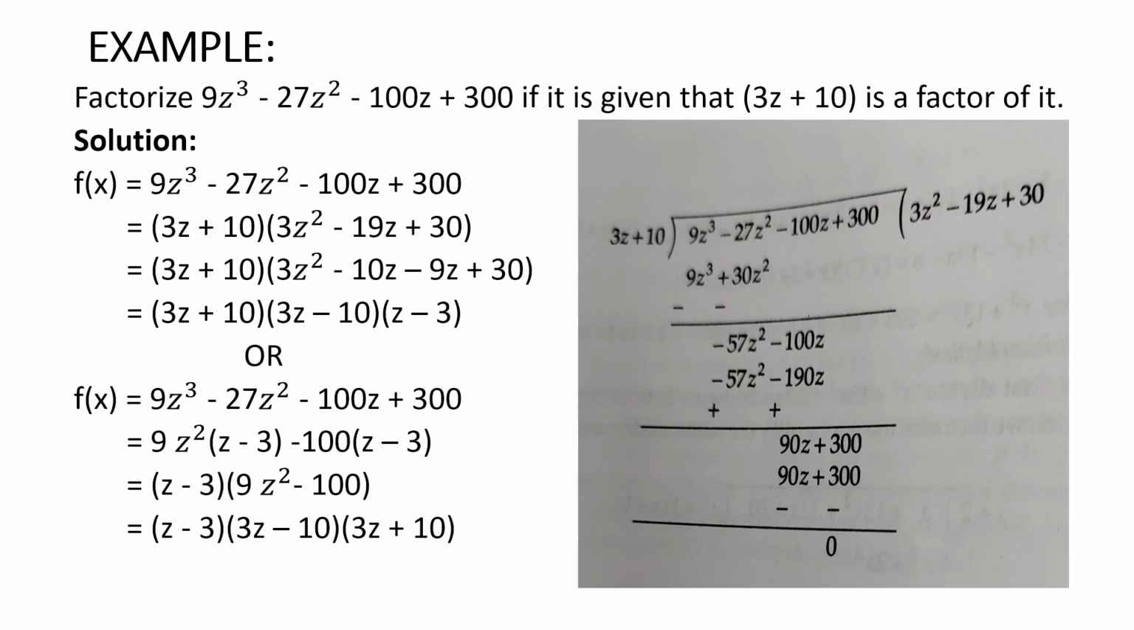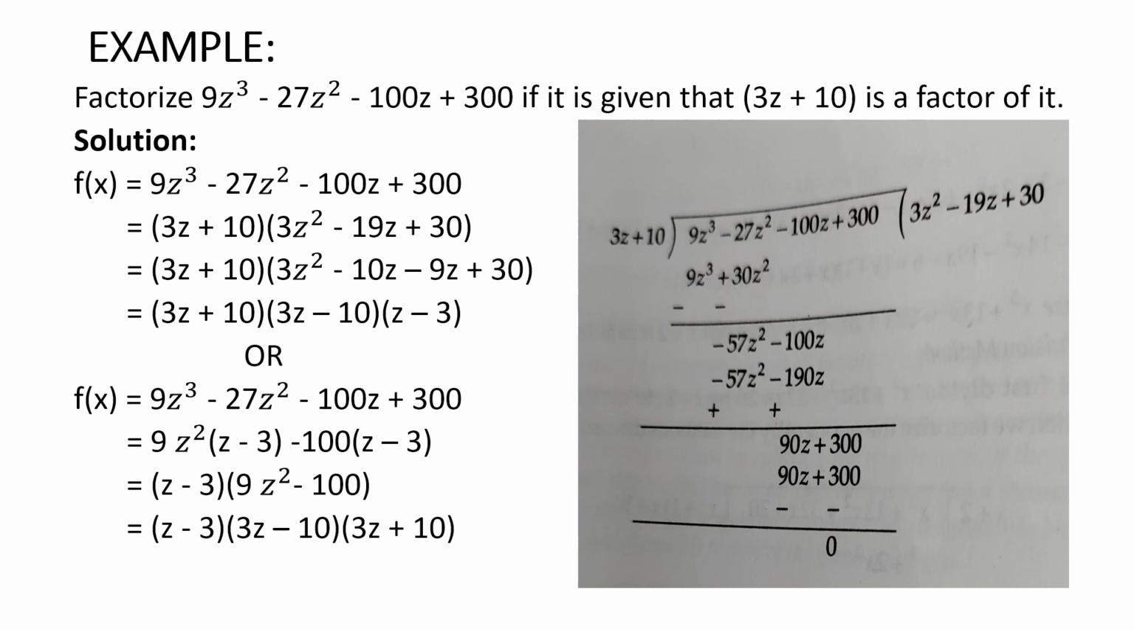Factorize 9z cube minus 27z square minus 100z plus 300 if it is given that 3z plus 10 is a factor of it. Now in this type of example, one of the factors is given and you need to find the other factors. We know that since the degree of the polynomial is 3, it can have at most 3 factors. So now if one factor is given, the general technique is the long division method: you divide by that factor and try to obtain the other factor.